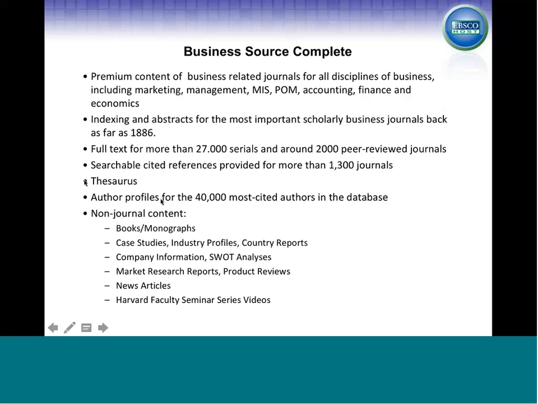There's a thesaurus which I'll present, which helps you with your searches. There are also author profiles in the database, where you can see the 40,000 most cited authors. But there are not only journal articles and journals, but also books and monographs. There are case studies, industry profiles, and country reports. Of course, you can find company information and SWOT analyses for certain companies. So it's a mixture of journal content, book chapters, and those specific reports that are gathered from a variety of different publishers. There are also news articles.